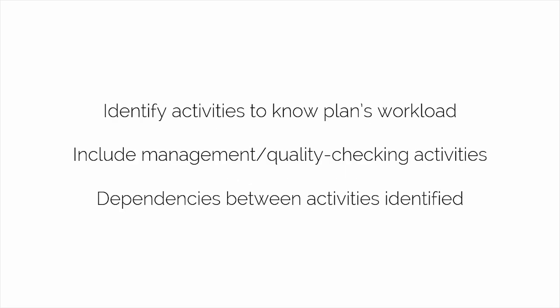The third step is to identify activities and dependencies. The activities required for creating or changing each of the planned products need to be identified to give a fuller picture of the plan workload. There are several ways to identify activities. One such approach is taking the products from the product breakdown structure and creating a work breakdown structure to define the activities required. The activities should include management and quality checking activities. Also, any dependencies between activities should be identified.